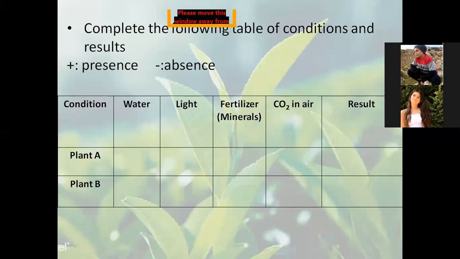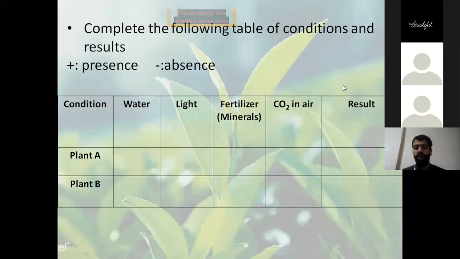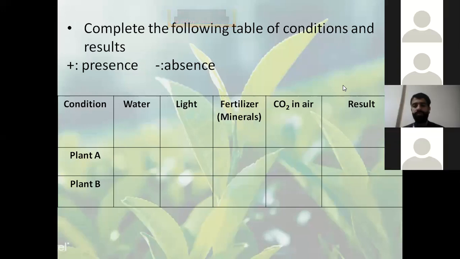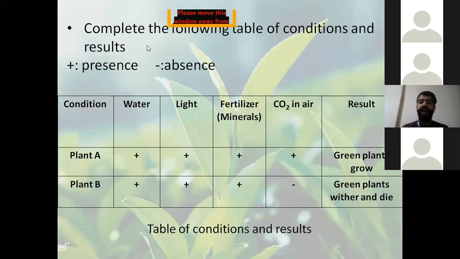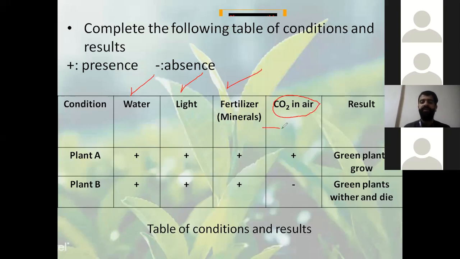Anyone want to ask a question? No. Okay. So water, light, fertilizers, CO2 in air, and we have finally the results. Both of them have water, both of them have light, both of them have minerals, but the variable factor is the CO2: in A we have CO2 while in B the CO2 was absent.